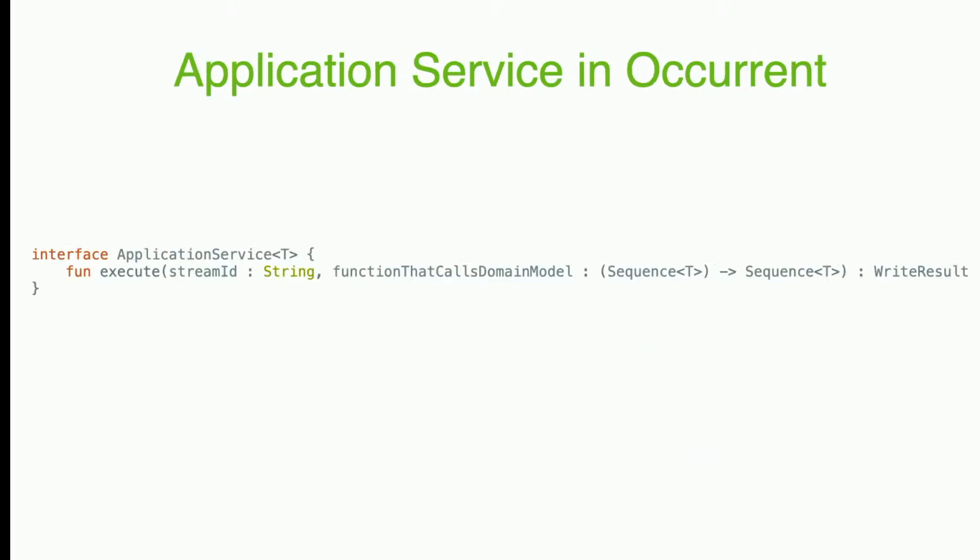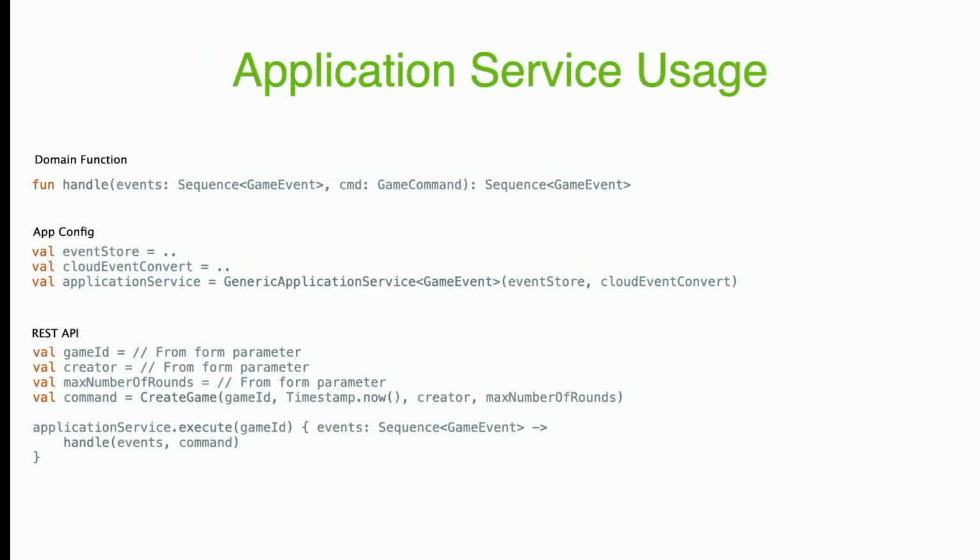Essentially it's an interface that takes two parameters. It takes the ID of the stream, the game ID, and then it takes a higher order function. This is Kotlin code again, but a higher order function that expects a sequence or a list. It works with lists as well, by the way. But if you want to be lazy, then you take a sequence of the current events that you have in your event store. This is what will be fed here, and then you return your new events. And this is how you can use it.